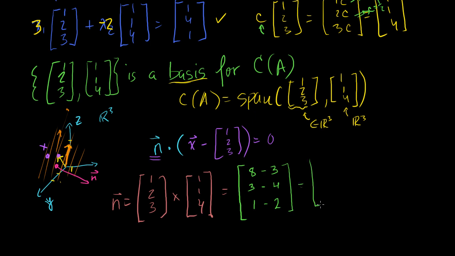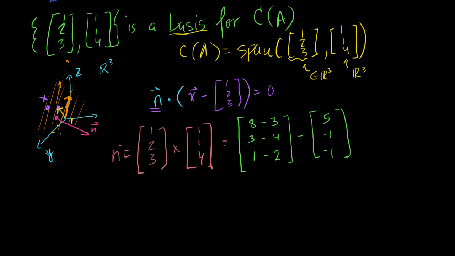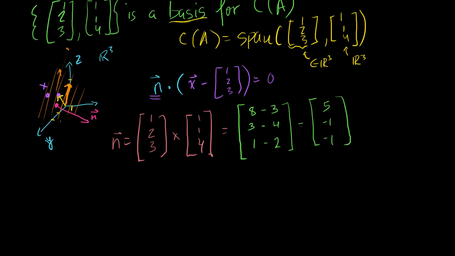And this is equal to the vector 5, minus 1, minus 1, which by definition of the cross product, and I've shown this to you multiple times, is normal to both of these vectors. And so it'll be normal to any linear combination of these two vectors. So now that we have our normal vector, we can figure out the traditional equation for the plane.